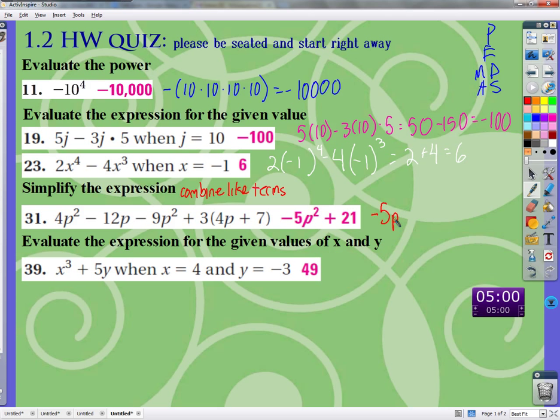Negative 5p squared. Minus 12p. Okay, what are we going to do here? Distribute, multiply. Plus 12p plus 21. So we do have like terms here. Negative 12p and 12p. What happens there? They counteract each other. They cancel each other out. They take each other to zero. So we got nothing there. Plus 21.